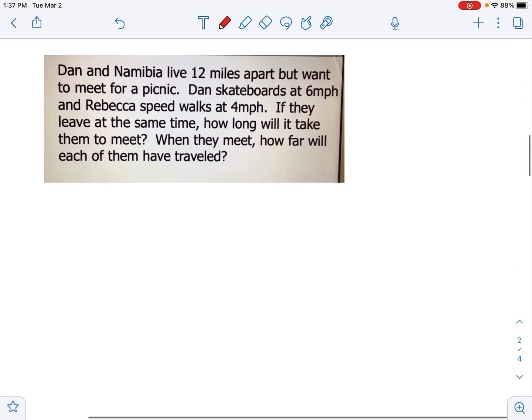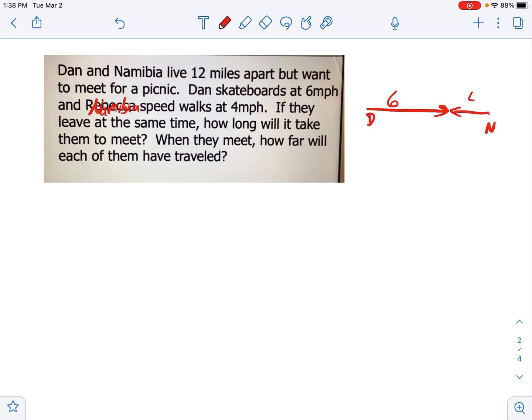Here is a situation where we have Dan and Namibia. They live 12 miles apart. Okay, so here's Dan. Here's Namibia. Dan is going to skateboard at 6 miles an hour. Oh, and Namibia, not Rebecca, is going to speed walk at 4 miles an hour. Now they live a total of 12 miles apart. So how long will it take them to meet?